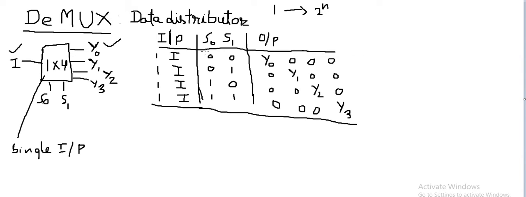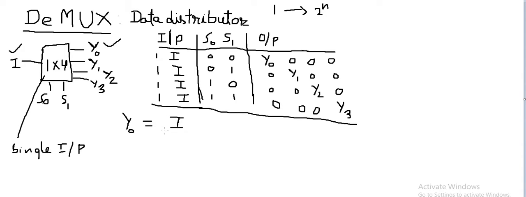Because with the help of these selection lines, this input is distributed to these outputs, right? So how to write this combination? We will write y0 as I, which will be the same because the input is single. So the value of I will be the same in all the cases, right? So I, and then S0 and S1. You know that when we write 0, we take the complement of this. So S0 complement, S1 complement, I, right?